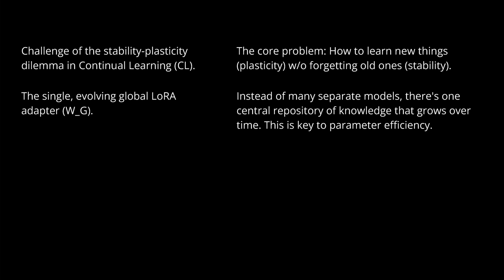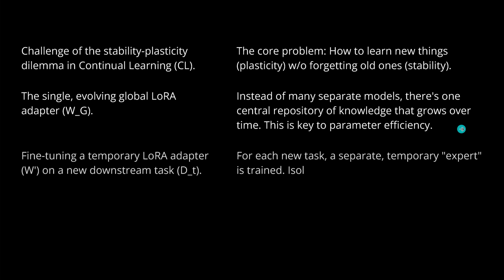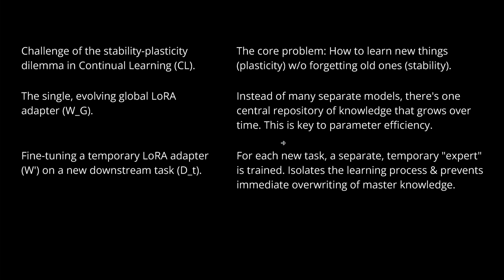So what we do, instead of going with many separate adapter models, Google tells us, hey, listen, we have now one central repo for all the knowledge that grows over time. And this is the key to the parameter efficiency of our new vision language model. So we go with a single evolving LoRA adapter structure. And then for each new task, what do we do? We take a copy of this LoRA adapter. We have a temporal LoRA adapter that we now fine-tune on a new downstream task.